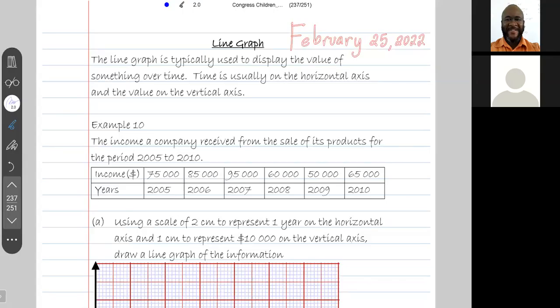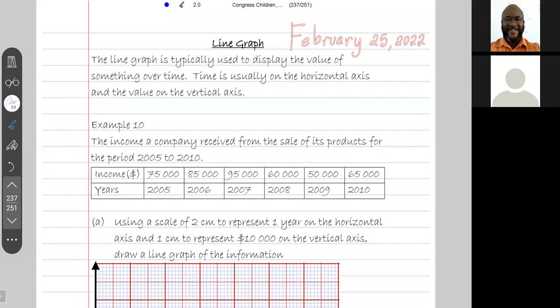All right, so good afternoon, everybody. Today is February 25th, and we're starting line graph. We're still in statistics. We're doing line graph. The line graph is typically used to display the value of something over time. Time is usually on the horizontal axis and the value on the vertical axis.